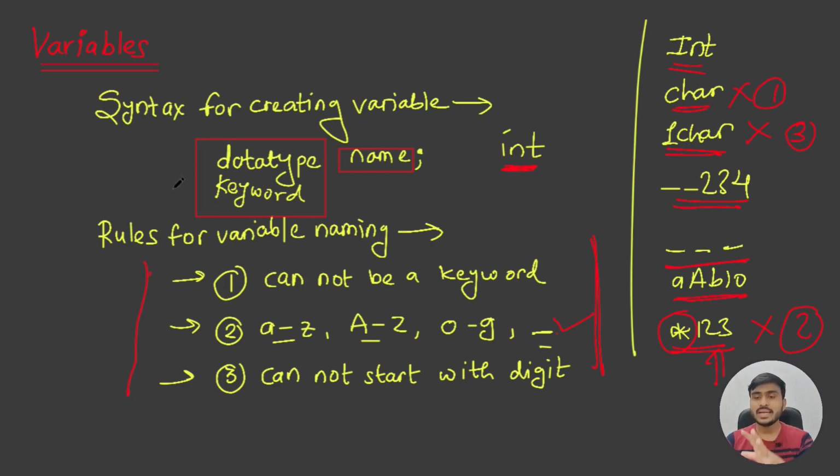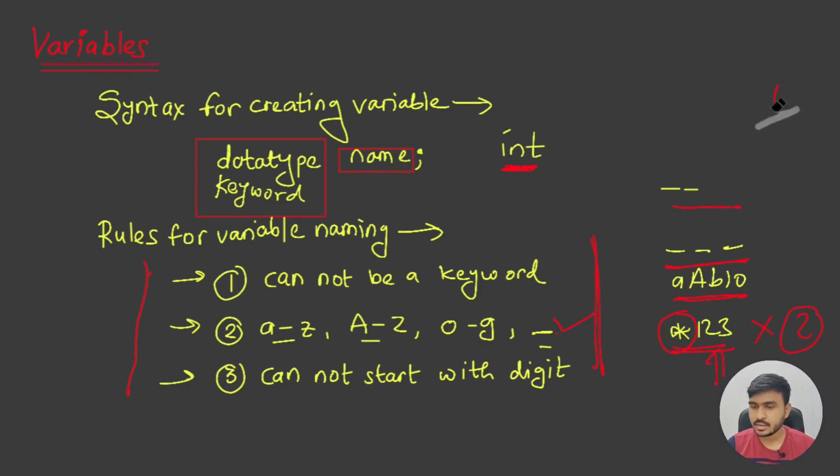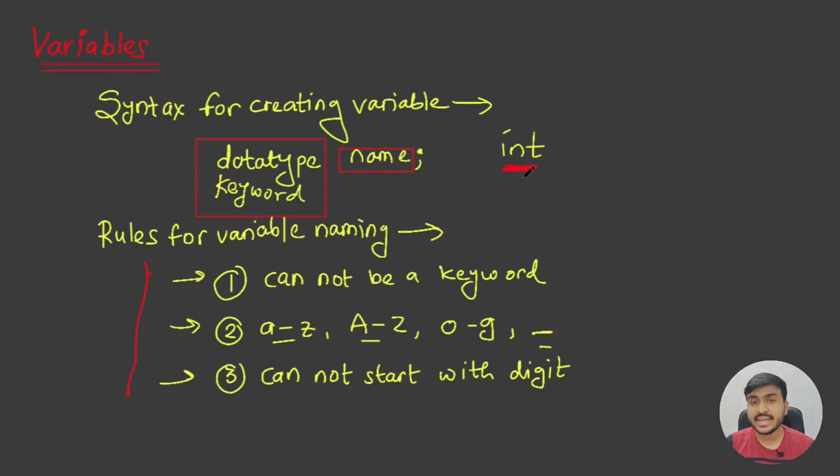So now let's complete our syntax. So we started with the data type. So we have written int. Now let me just clear this board so that I'll get some space on the right hand side. Okay, so after writing data type, you have to write name of the variable, and we have seen what are the rules for creating name of the variable.